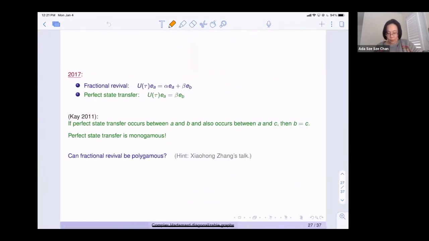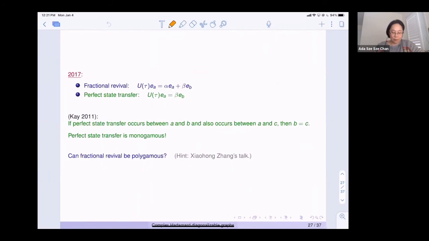Okay, so for the next few slides, I'm just going to give you the story of what happened in the last few years. I learned about fractional revival in Canada in 2017. Luke made a very brief stop at Toronto, and he gave a talk on fractional revival. That's how I learned about it.